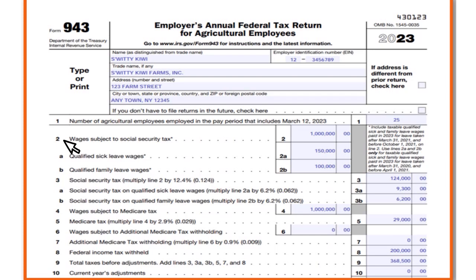So we put 100,000. You can see that on line 3, Social Security tax, you want to multiply line 2 by 12.4%. And on line 3A, you have the appropriate form, and on line 3B, you have the appropriate form also. So we have $9,300 and $6,200.